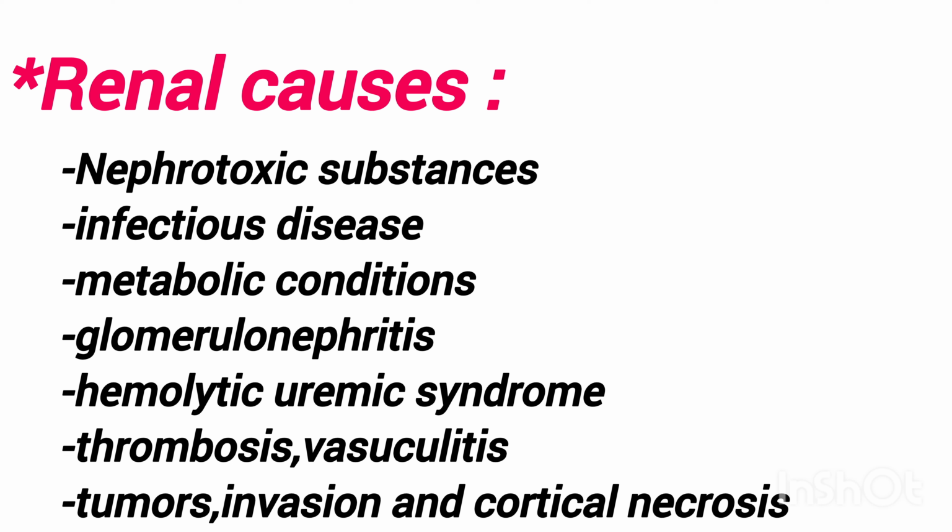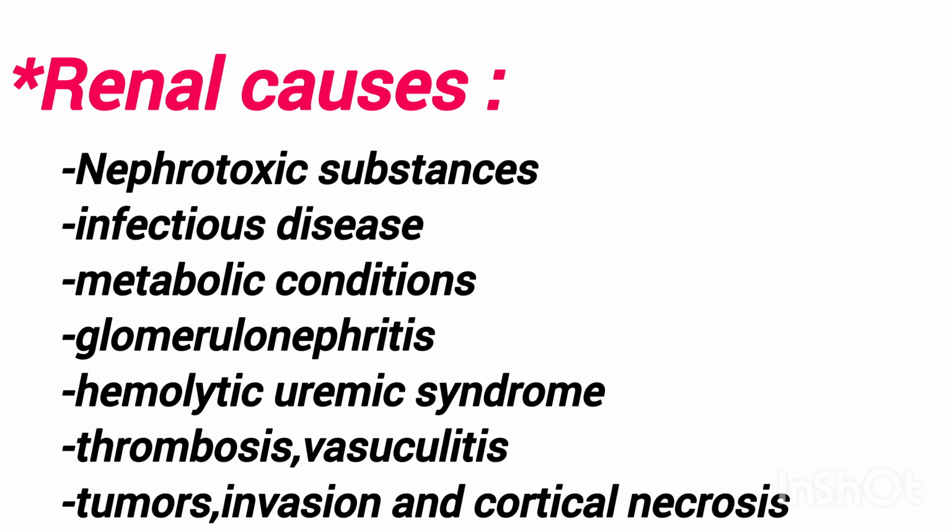Then acute infectious diseases: if there is an infection to the kidney, then metabolic conditions such as hypokalemia and phosphatemia. Then glomerulonephritis: if there is any condition causing deterioration of the glomerular filtration rate, that leads to glomerulonephritis, which leads to acute renal failure. Hemolytic uremic syndrome: if there is hemolysis of the blood and uremia in the kidney, that will also lead to acute renal failure.